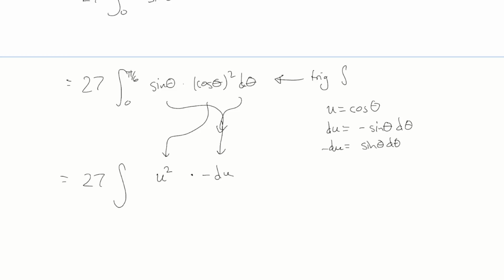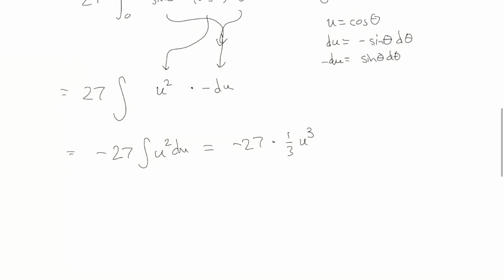All right, so this becomes, pull the negative sign out, negative 27 integral u squared du. Do the integral, negative 27, it is 1/3 u cubed. All right. Now, do you put the plus C or do we have some values to plug in? We have some values to plug in, 0 and pi over 6. So those are theta values, so I should replace the theta variable first. So this u I'm going to replace by cosine theta, and then plug in the values.